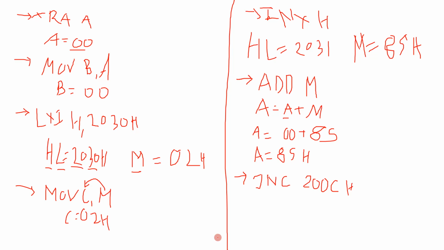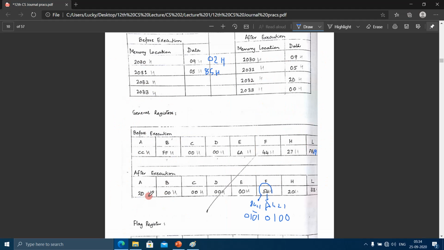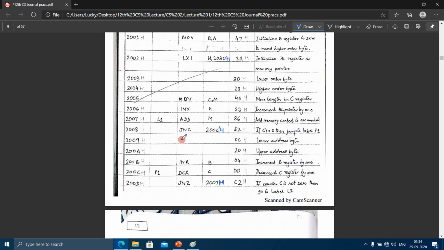So here is jump on not carry. Was there any carry? No. Condition satisfied, so it will jump to location 200C. Jump on not carry. Condition satisfied because we didn't have any carry after adding 00 plus 85. So it will bypass this instruction and it will jump to location 200C. What is there at location 200C?